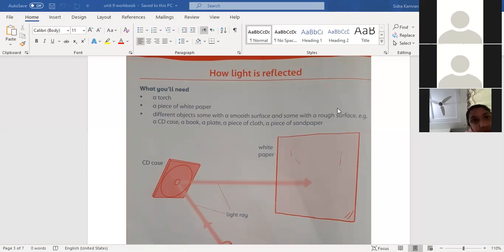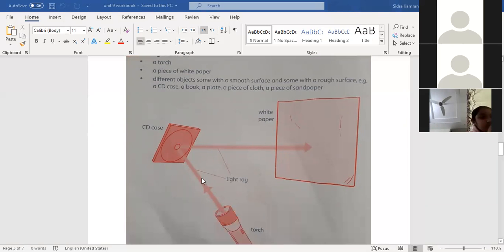You need a torch, a piece of white paper. Here you can see a torch, a piece of white paper, and different objects with a smooth surface. Take different objects, some with a smooth surface and some with a rough surface, because a smooth surface reflects the light at a perfect angle. For example, as given here. You can choose objects according to your choice.